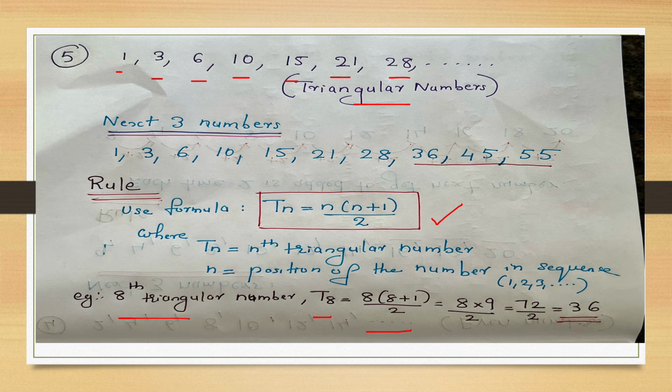So, 8 into, what is 8 plus 1? 9. So, 8 into 9 by 2. What is 8 into 9? 72 by 2 is equal to 36. So, 8th triangular number is 36. Then, we have to find 9th triangular number and 10th triangular number. That we will do.